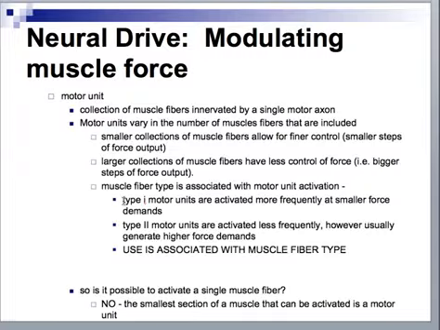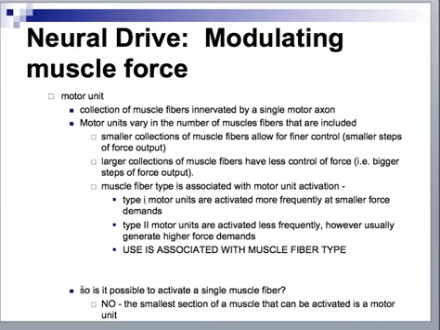There are other activation principles that are important. For example, the type of alpha motor neuron is associated with specific muscle fiber types. So smaller diameter alpha motor neurons typically innervate type 1 motor units, which are activated more frequently. Large diameter alpha motor neurons innervate type 2 motor units, which are activated less frequently but generate higher force. So use is associated with muscle fiber type, essentially.